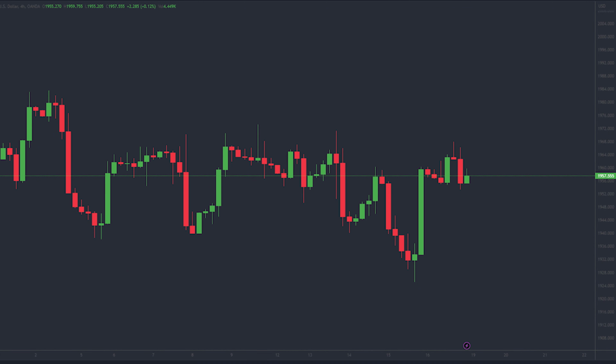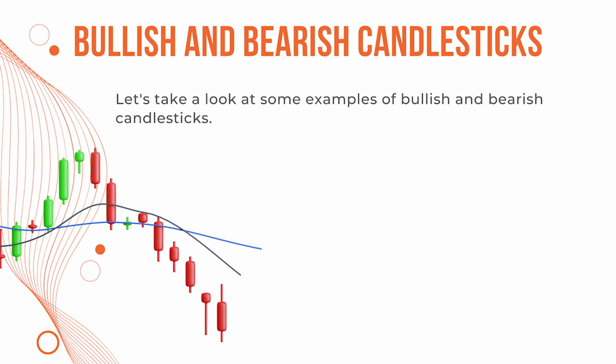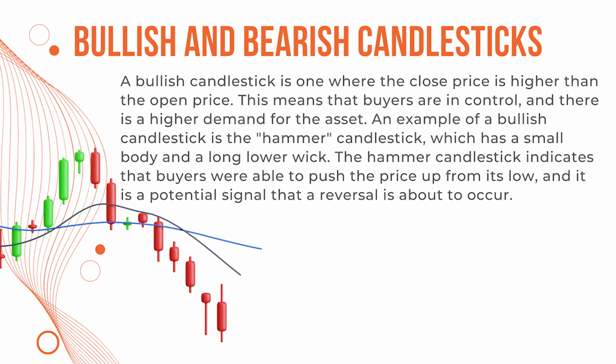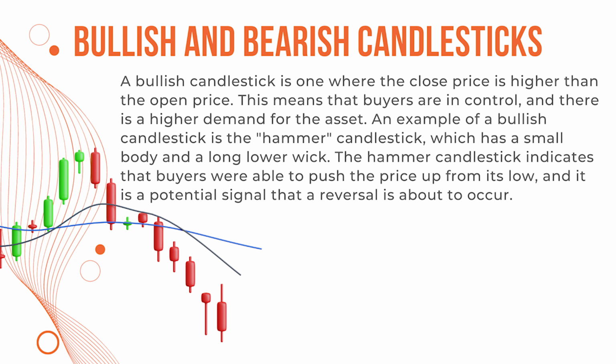In Japanese candlestick charts, bullish candlesticks are those that indicate a price increase or buying pressure in the market, while bearish candlesticks are those that indicate a price decrease or selling pressure. Let's take a look at some examples of bullish and bearish candlesticks. A bullish candlestick is one where the close price is higher than the open price. This means that buyers are in control and there is a higher demand for the asset. An example of a bullish candlestick is the hammer candlestick, which has a small body and a long lower wick. The hammer candlestick indicates that buyers were able to push the price up from its low, and it is a potential signal that a reversal is about to occur.